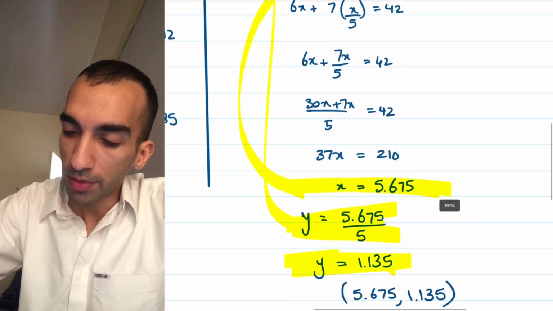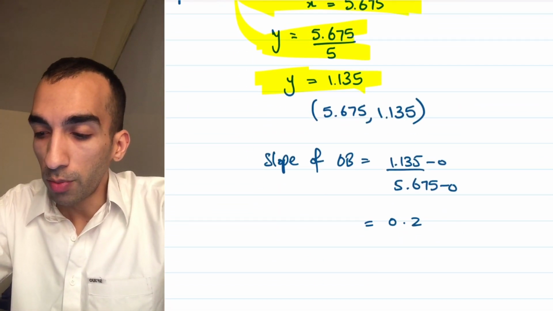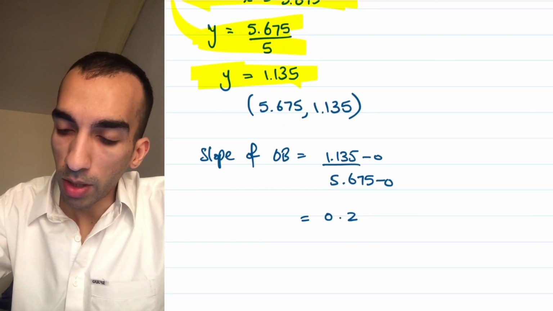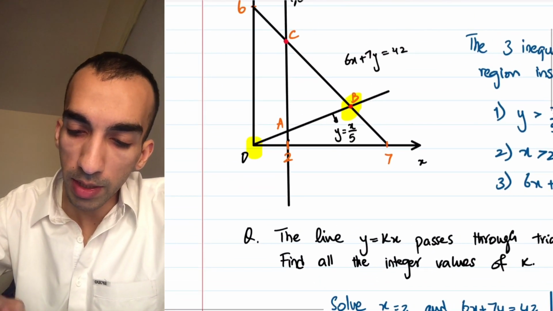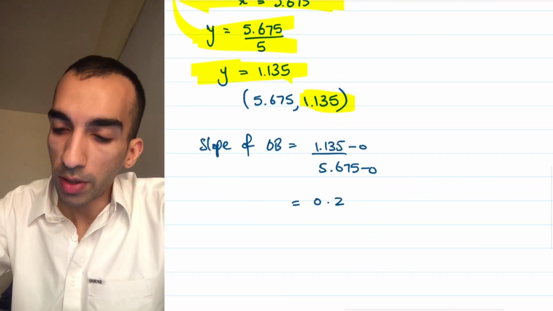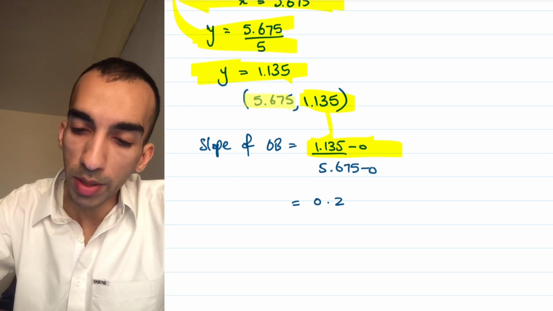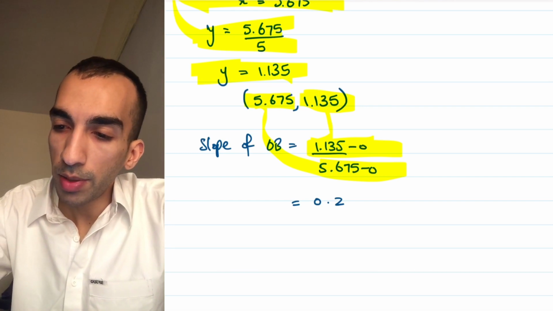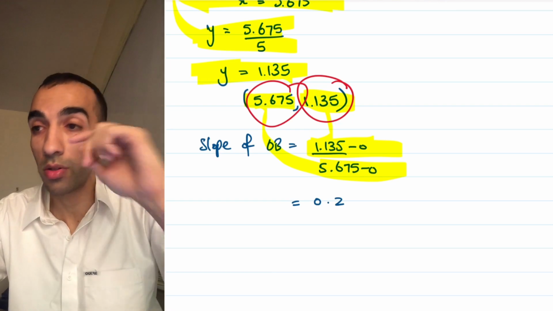Once I have this point B, I can find the slope of OB. How do I get the slope of OB? I'm simply going to do y2 minus y1 over x2 minus x1. Now, the point O is basically the origin, right? So if I do y2 minus y1, I'll basically be subtracting 0. If I do x2 minus x1, I'll basically be subtracting 0 from this. So in other words, I can simply divide this value with this value, which is exactly what I've done, and I've gotten the slope as 0.2.